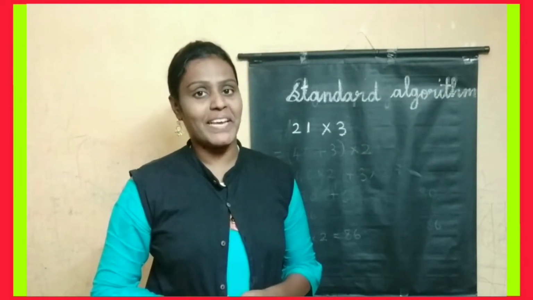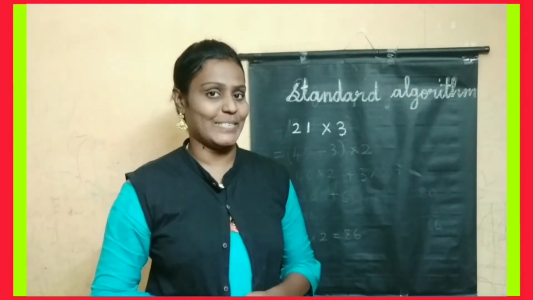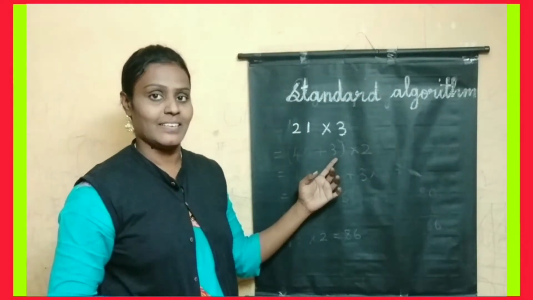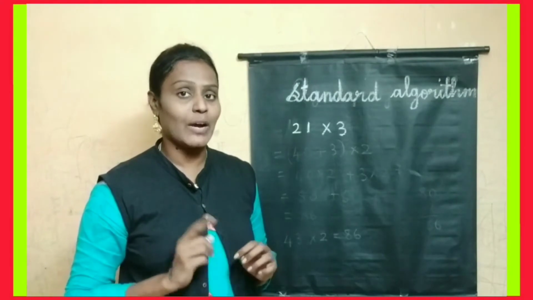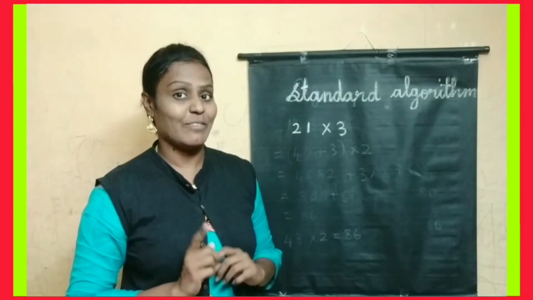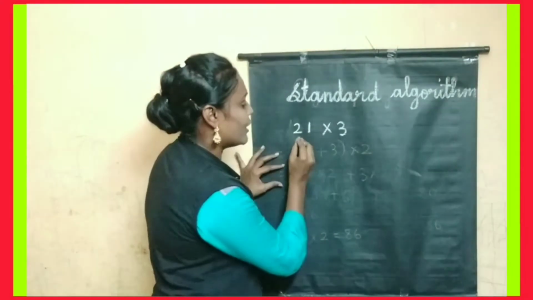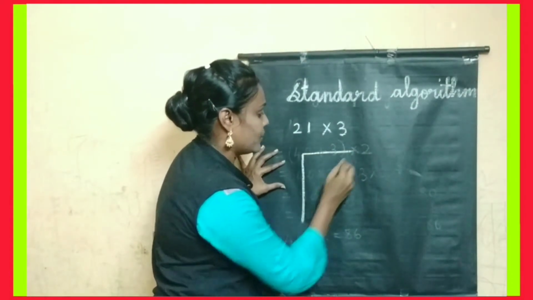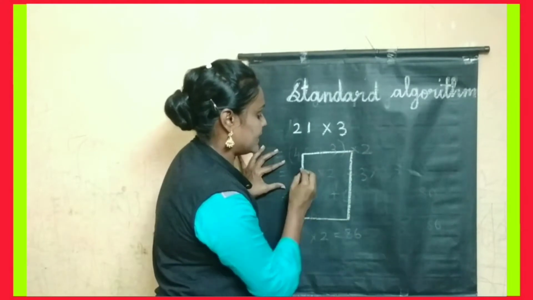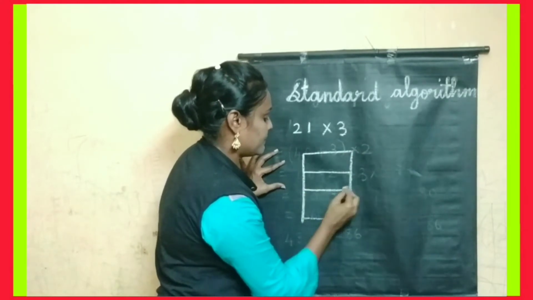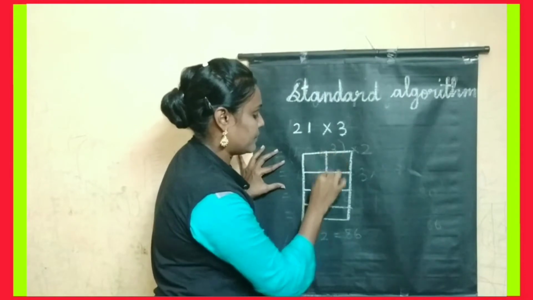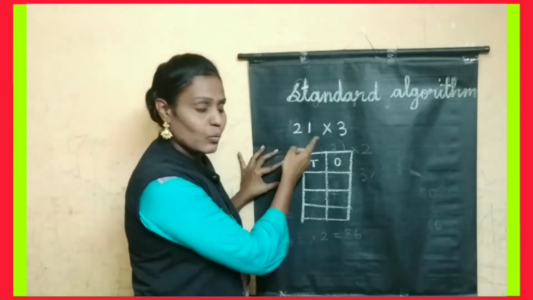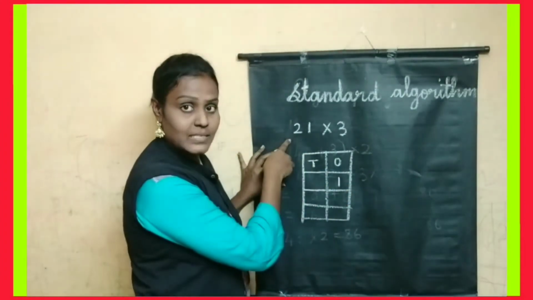Next, multiplication using standard algorithm. Here we have 21 multiplied by 3. For standard algorithm, we have to draw? Yes, we have to draw box according to the digits. Here we have 2-digit number, ones and tens. Ones and tens. In ones we have 1. In tens we have 2.